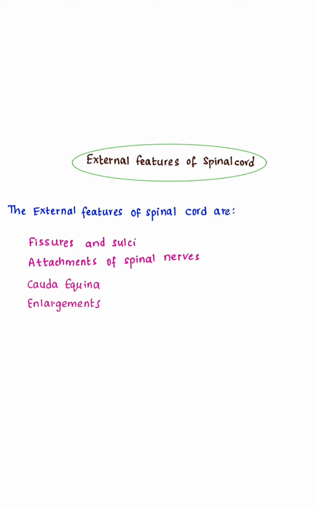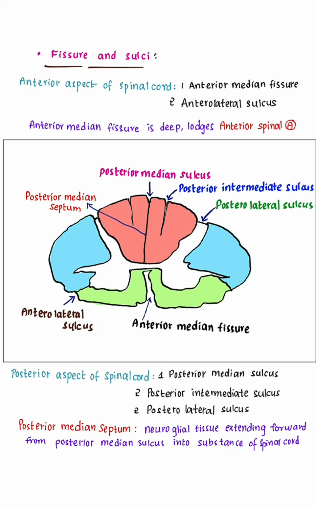External features of spinal cord. The external features of the spinal cord are fissures and sulci, attachments of spinal nerves, cauda equina, and enlargements of the spinal cord. Fissures and sulci. The anterior aspect of the spinal cord presents one anterior median fissure and two anterolateral sulci. A fissure is a deep prominent groove. A sulcus is a shallow groove. The anterior median fissure is deep. It lodges the anterior spinal artery. You can see there are two anterolateral sulci and one anterior median fissure.